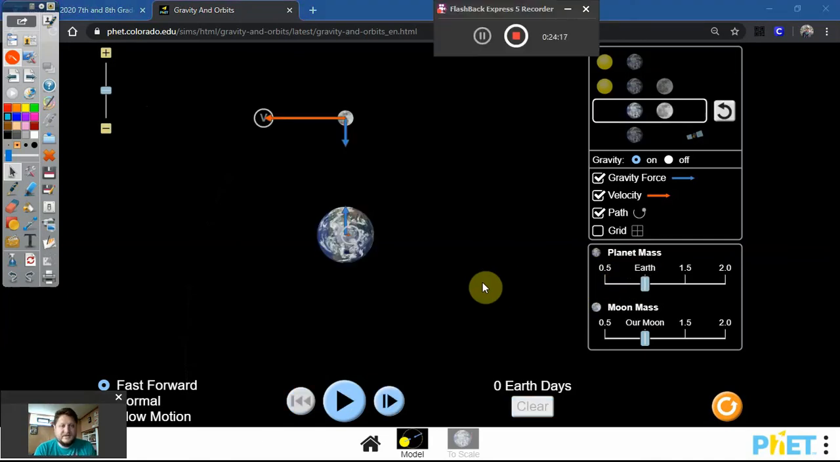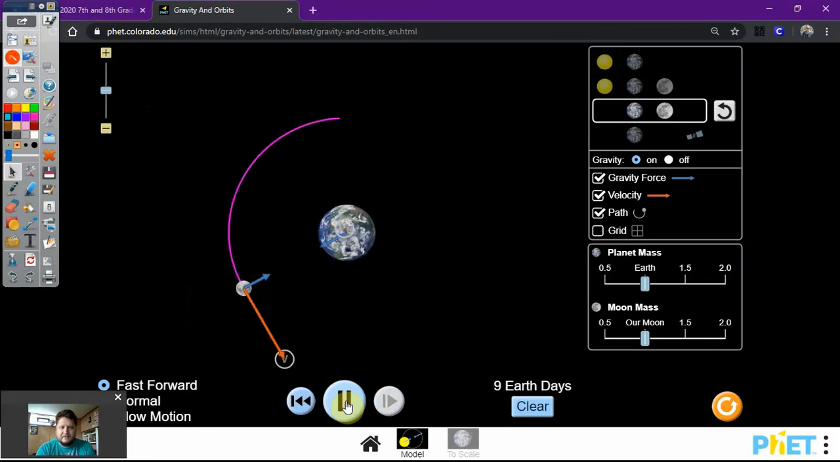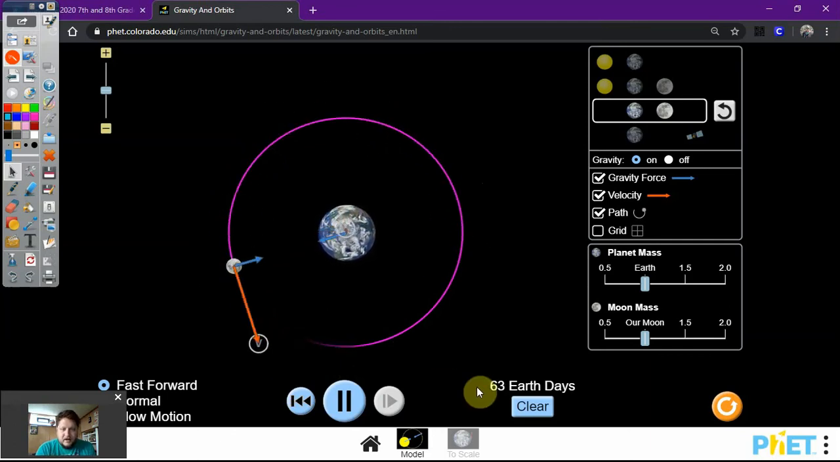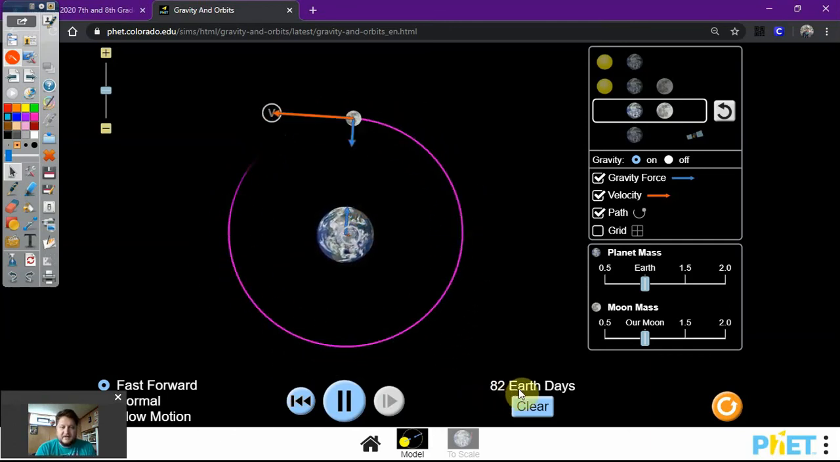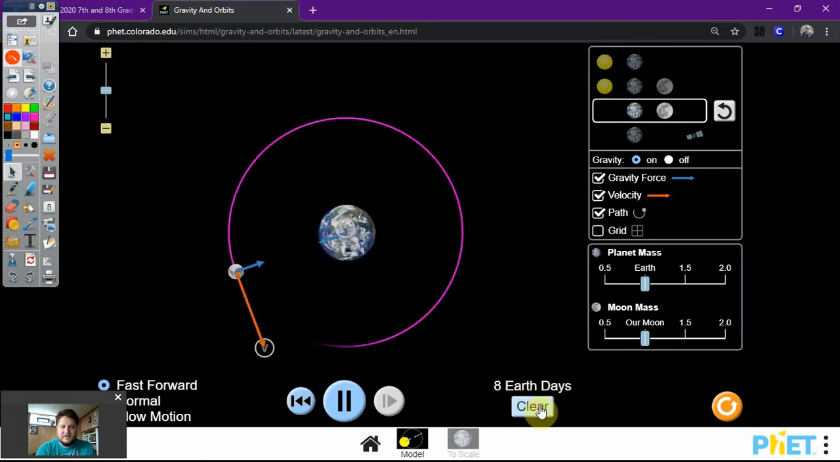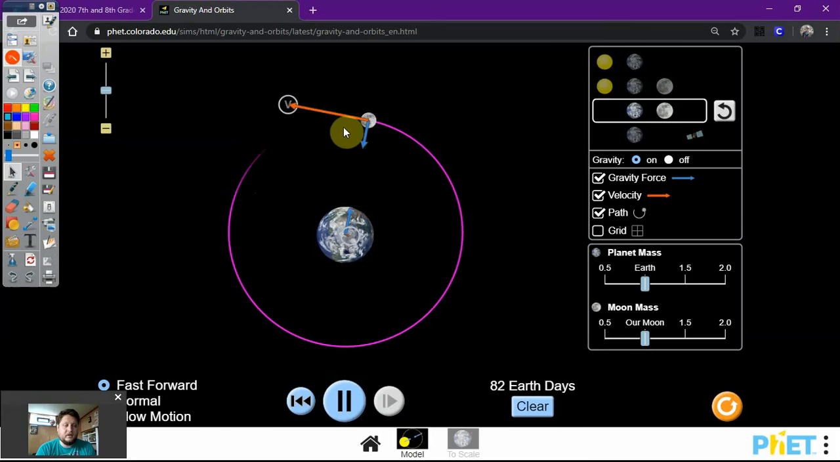Okay, so now we're going to do something similar, except this time we're going to use the Earth and the Moon. So I'm setting it up right now, just normal size of everything, the mass of everything is the same. I set it on fast forward because I don't want to sit here and watch it, so it's moving faster. So you notice here, it's counting the amount of Earth days that it travels. So I'm going to clear this. So if we watch, it takes about a month for the Moon to orbit around the Earth.